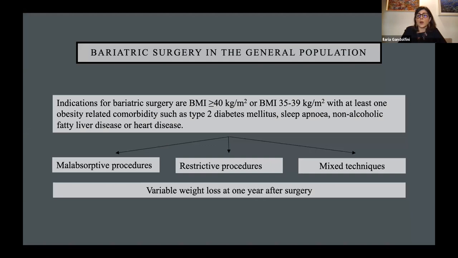So what do we know about bariatric surgery in the general population? The indications for bariatric surgery in the general population are BMI greater than 40, or 35 to 39 with at least one major comorbidity related to obesity, like diabetes mellitus, sleep apnea, non-alcoholic fatty liver disease, and heart disease. And bariatric surgery can be divided into malabsorptive, restrictive, or mixed techniques, with a variable weight loss at 1 year after surgery in the general population.